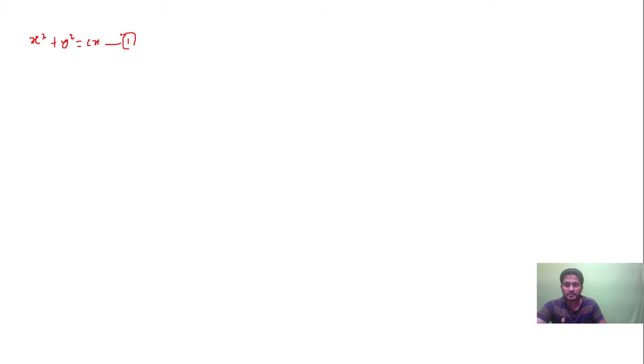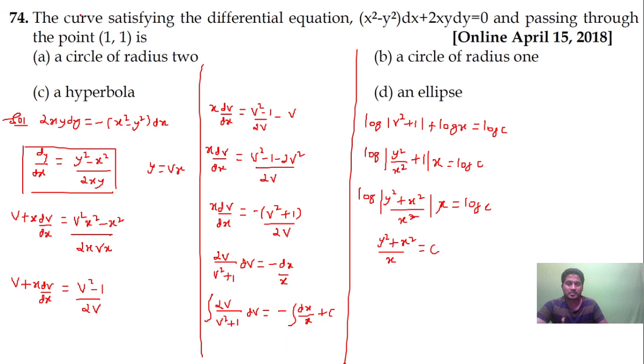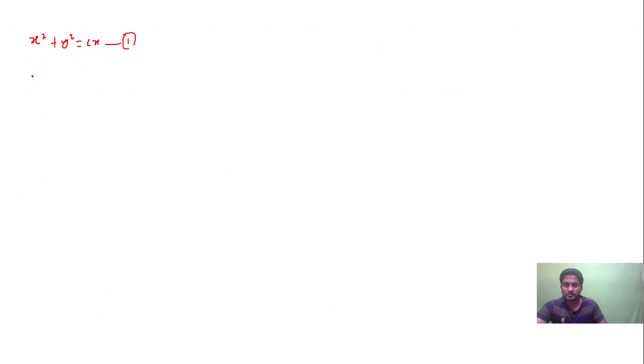Okay, let's call this equation 1. It is given the question passes through the point (1, 1). That is, you put x as 1, y equal to 1. So you get c equal to 2. So I get x square plus y square is equal to 2x. That is x square plus y square minus 2x is equal to 0.